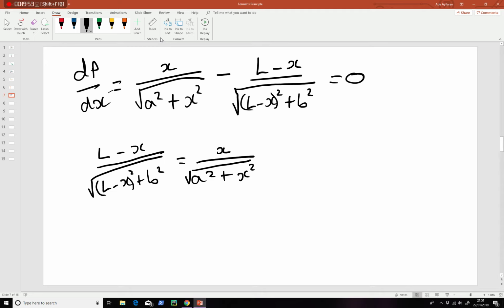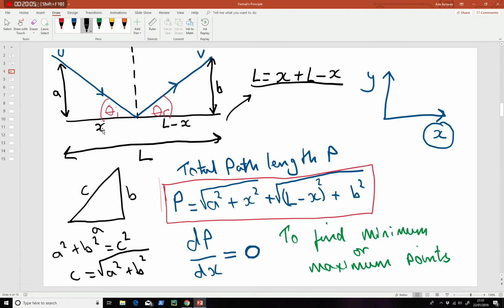Okay, now let us refer back to the triangles that we drew in the beginning. We have the left side triangle, a squared, x squared, and then we have root a squared plus x squared here. The right hand triangle, we have L minus x squared, we have b squared, and we have L minus x squared plus b squared all root.